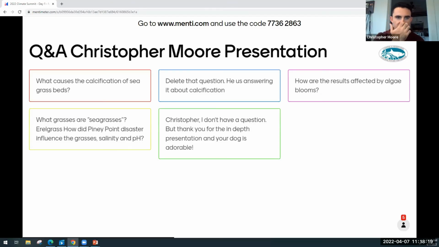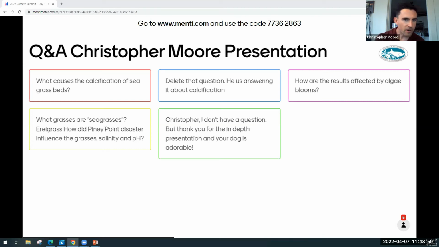What are the causes of calcification in seagrass beds? Essentially, the supersaturation of calcium carbonate, which occurs mainly during higher water mass residence time and when it's very sunny out. Those are usually the conditions in a seagrass bed that create the conditions for calcification by those organisms. All right.